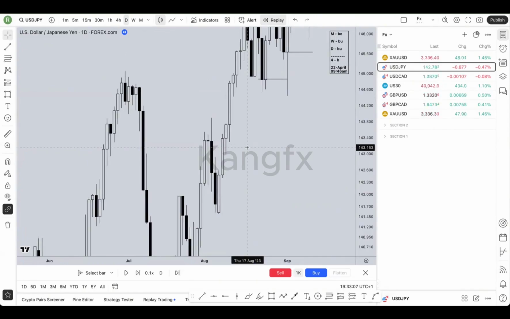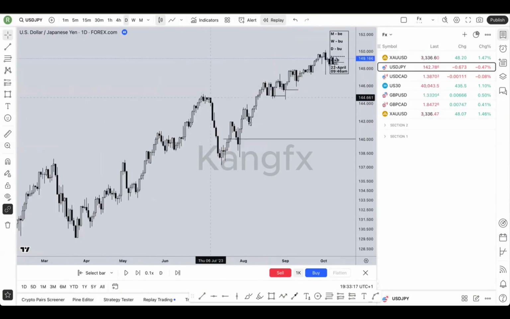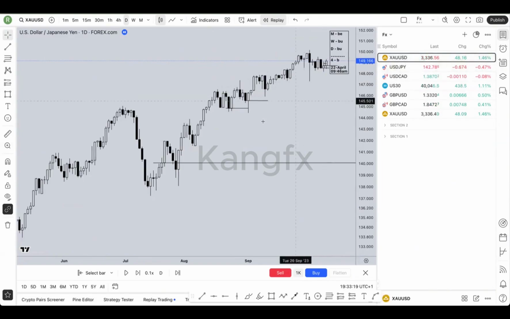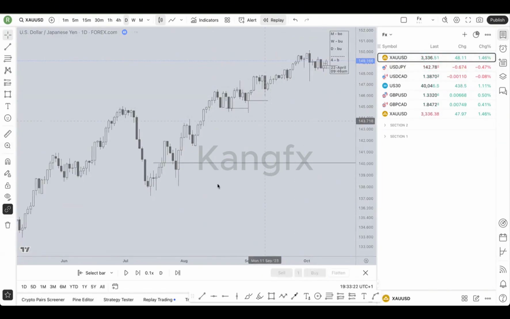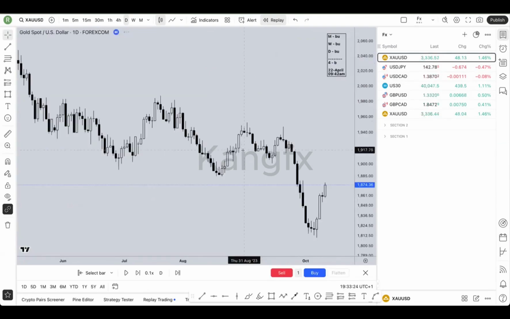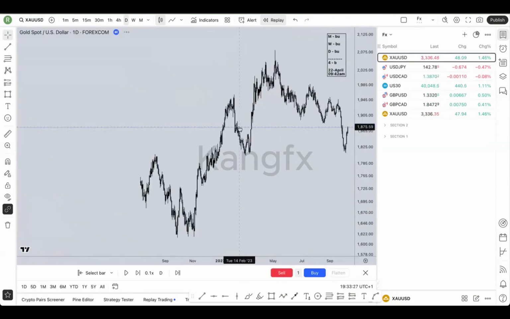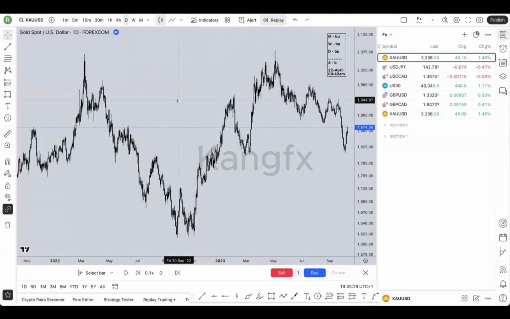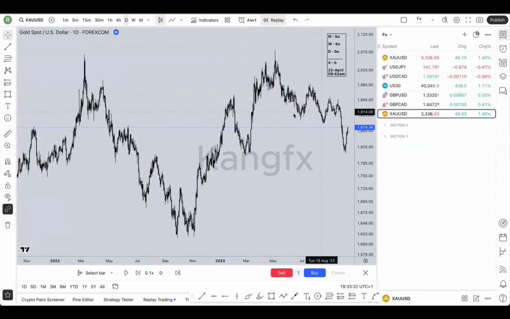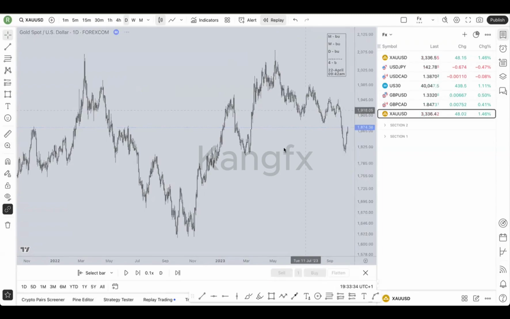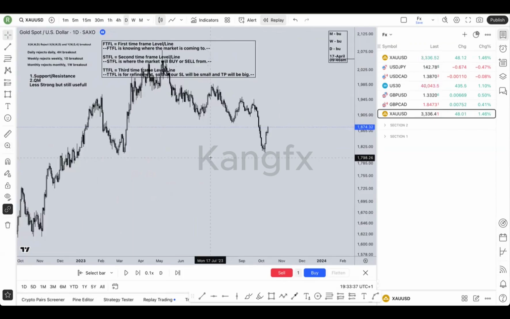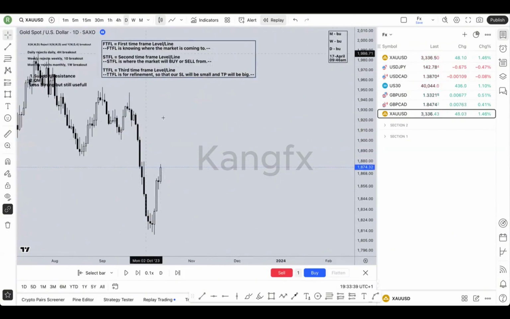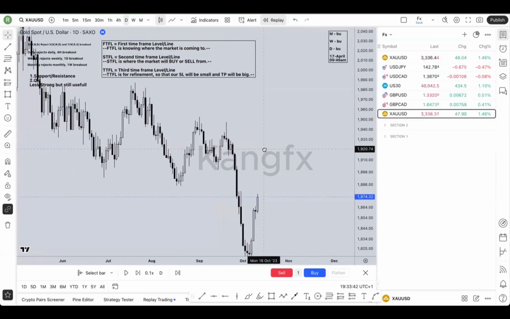Now you've known that after rejection and breakout, storyline is set, the first place you should be looking at is your first line where you're expecting the market to come to. Remember, first time frame line is what? First time frame line is the first place the market is coming to, or the first place the market will be going to after a storyline is set or formed. That's FTFL. Now you can easily establish a trade or know what to look out for.